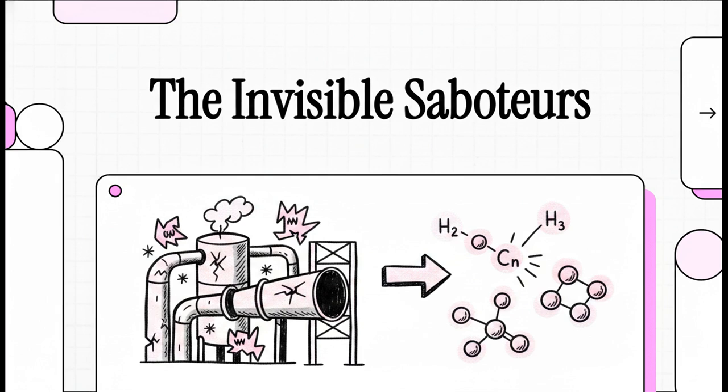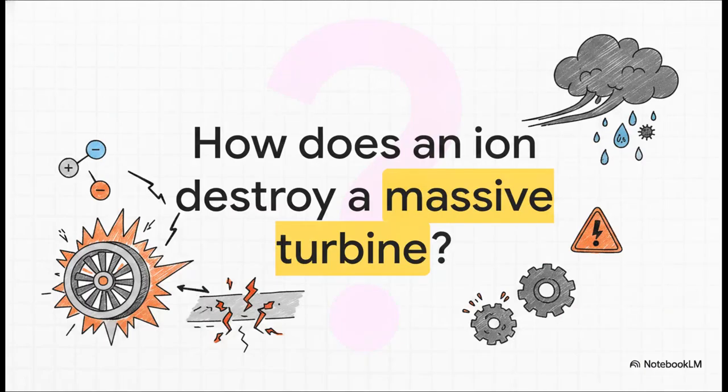It's fascinating and, honestly, a little terrifying to see how the absolute smallest atomic elements can wage an all-out war on massive steel structures. So here's the million-dollar, or maybe I should say multi-million-dollar question. How does a single microscopic ion manage to bring down a massive turbine? I mean, it sounds kind of impossible, right?